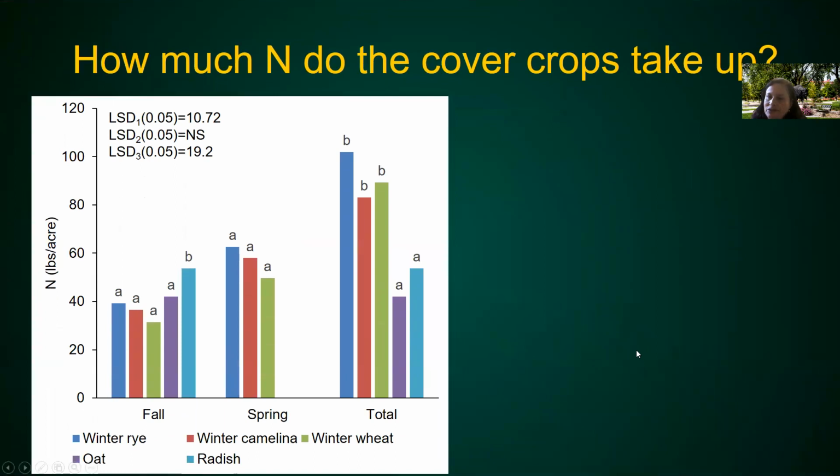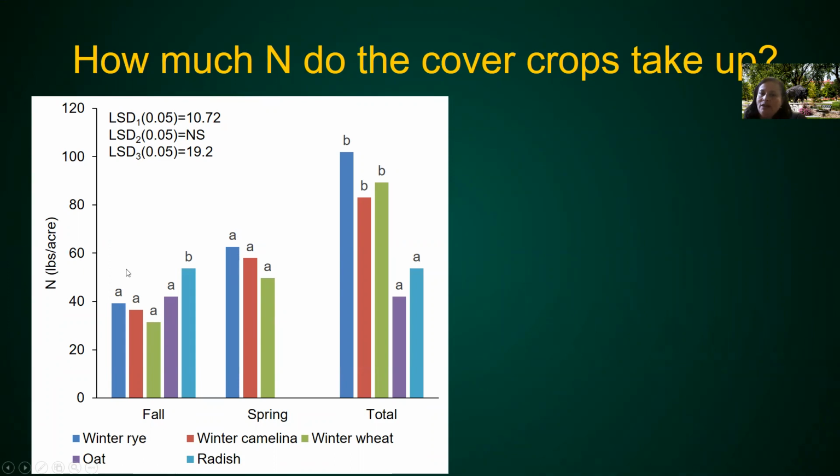So what happened? First, again, how much nitrogen the cover crops took up. In the fall, all of them were similar, except for radish, which had a higher nitrogen uptake than the other crops. And this, we can expect. Radish has a longer root and can scavenge more nitrogen from the depth. Now, 3 of the cover crops we have did survive the winter and came back in the spring, and they took up nitrogen again.